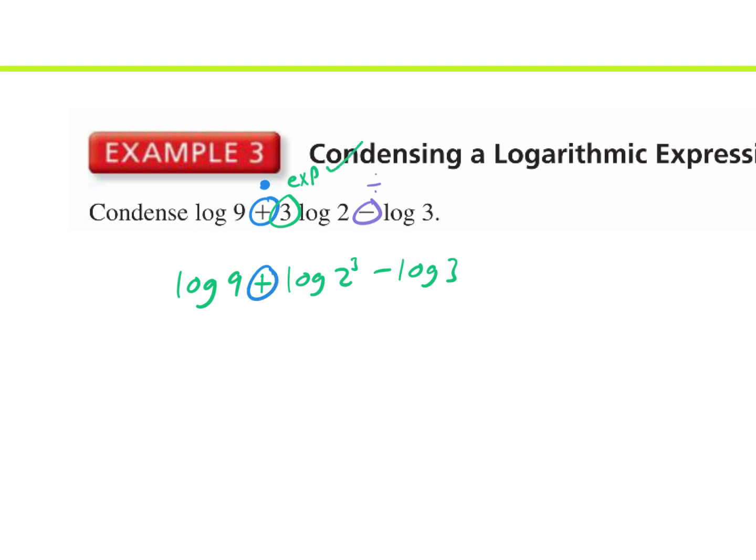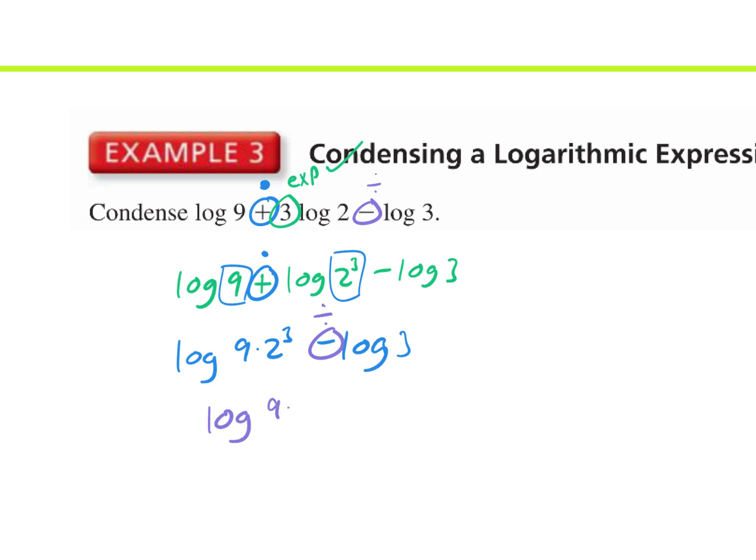I want to take care of this addition, which is going to become a multiplication. Now what we're going to be multiplying is what's inside of the logs that the plus is between. So this is going to become a log of 9 times 2 to the third power, and then I have a minus log of 3. Keep in mind there's a minus in between it, so that's going to become a division. I always go from left to right. So we have a log of 9 times 2 to the third over 3.